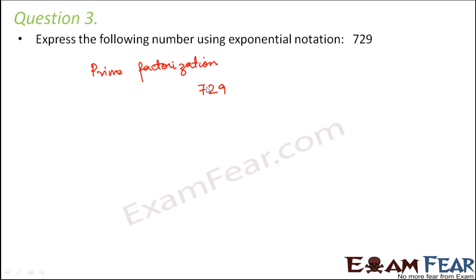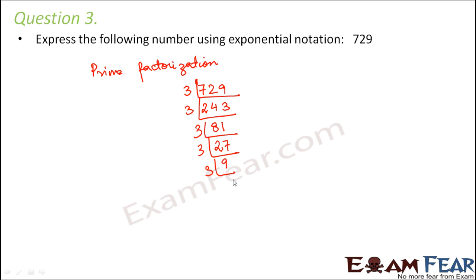So this is 729. Let us first start with the smallest prime number, which is 2. But 2 doesn't divide 729 exactly. So let's move on to the next prime number, that is 3. Now 3 divides it exactly. 3 2s are 6, 3 4s are 12, 3 3s are 9. Now this 243 is again completely divisible by 3. So 3 8s are 24, 3 1s are 3. Again 3 2s are 6, 3 7s are 21, again 3 9s are 27, 3 3s are 9. So this is how we can prime factorize 729.